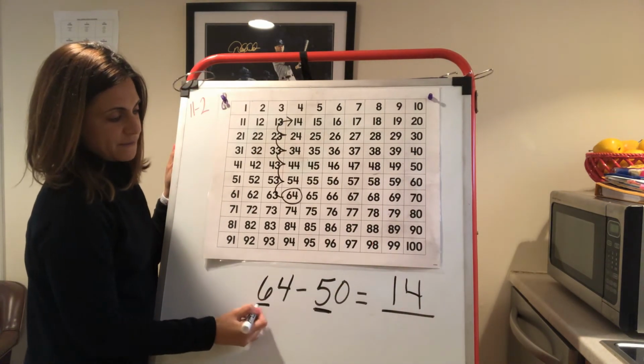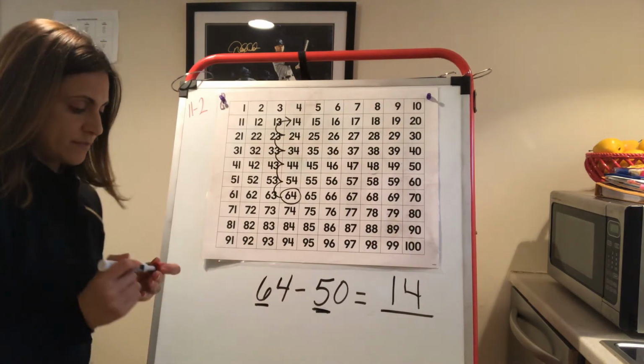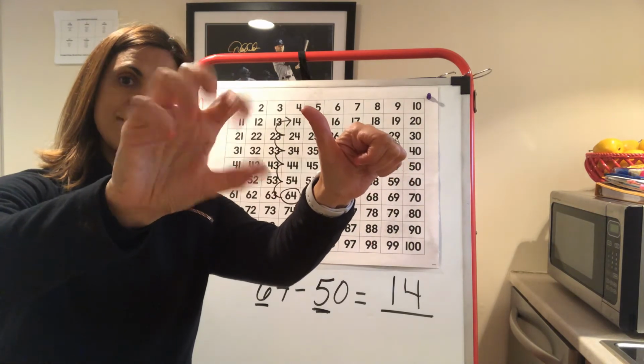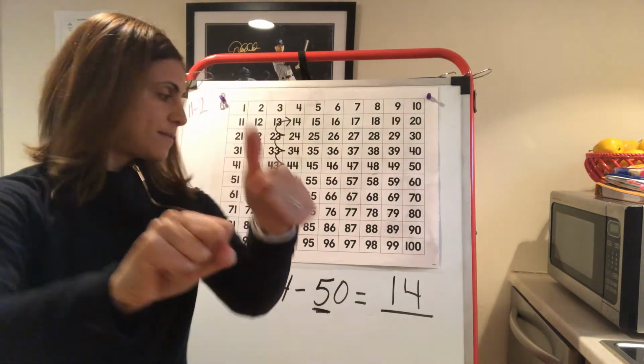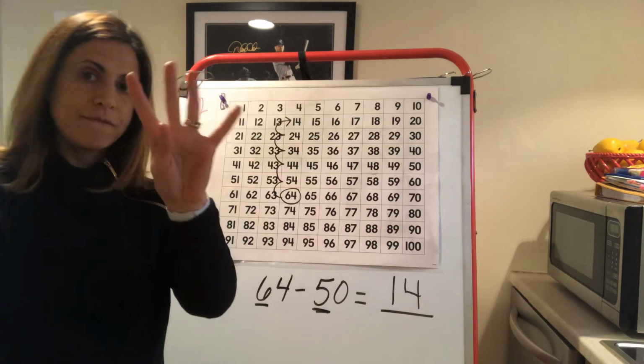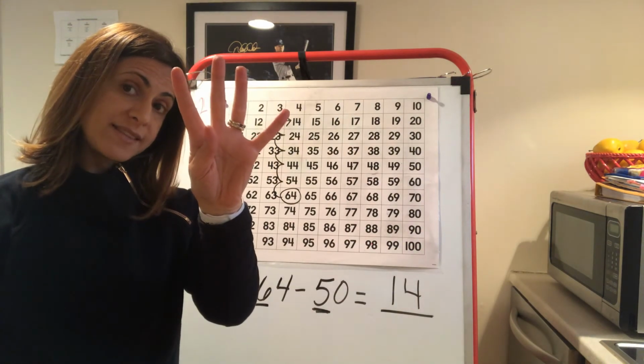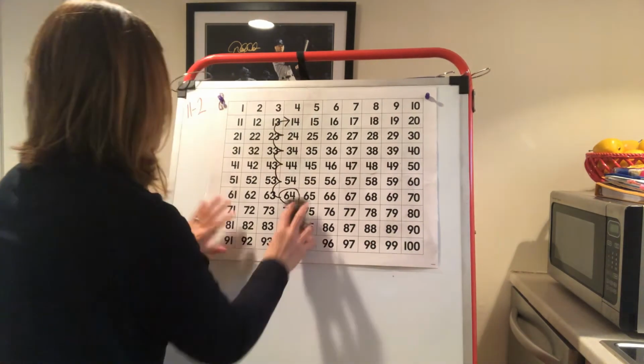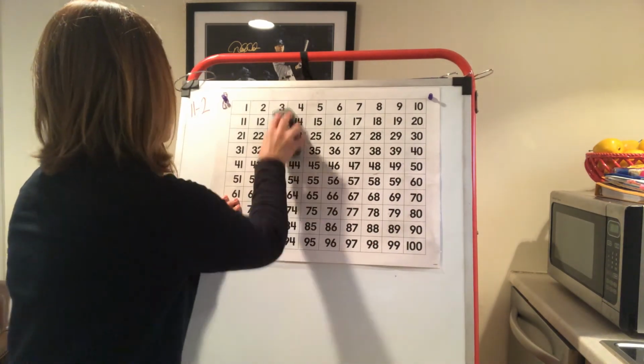What is 6 take away 5? Here's 6. If I take away 5, I'm left with 1. And then 4 take away 0 stays the same, 4. Okay, one more example, and then you're going to get started on your classwork.